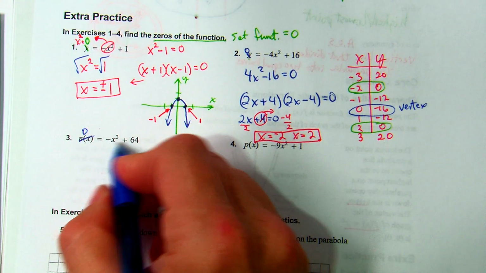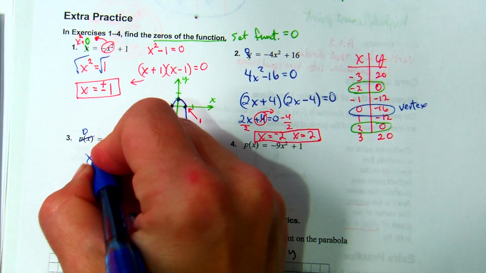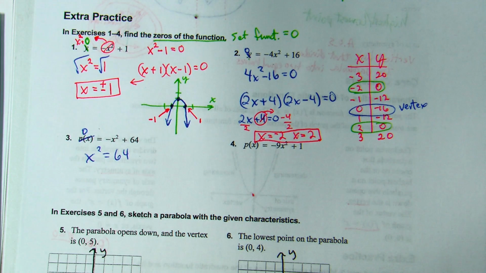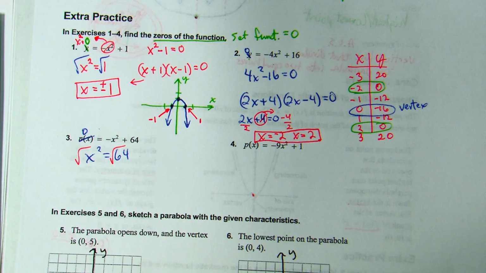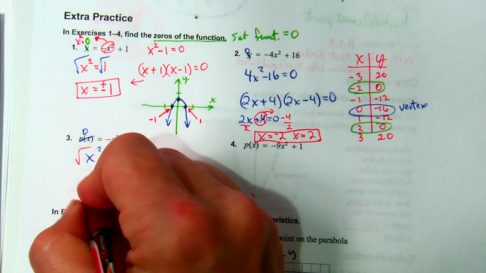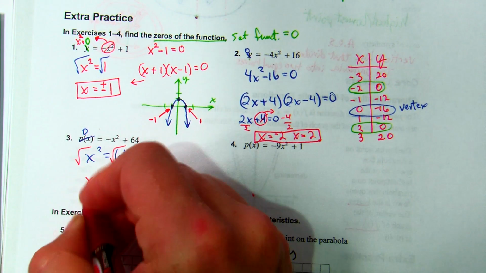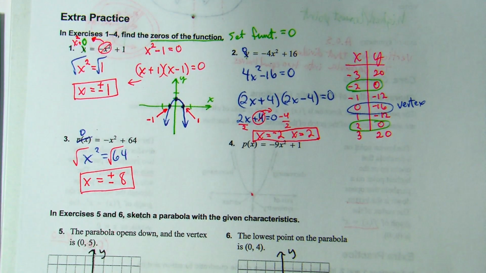Or it looks like it would be if I changed everything. Or if I just moved the x squared over, I'd have x squared equals 64. I'd take the square root of both sides. Again, solve this many different ways as you will. And then x is going to equal plus or minus 8. Okay, it's going to be a positive 8 or a negative 8.